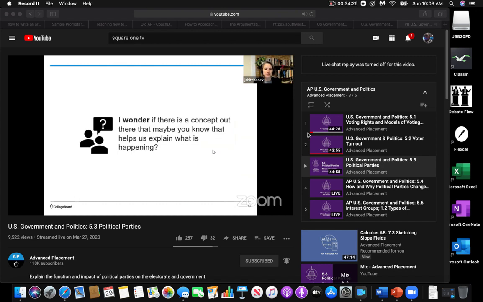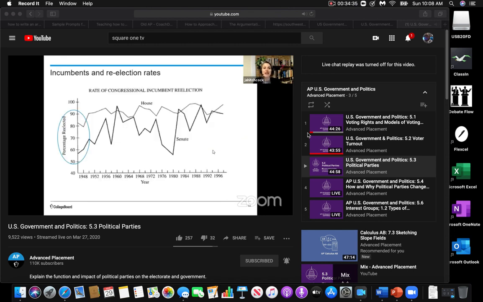All right. So if I've done my thinking and my seeing, I wonder if there's a concept out there that might help us understand what is happening. And guess what? There is. Of course there is. Here it is. It's incumbent re-election rates. Holy cow. I want to run for House because if I run for the House, I will never be defeated. That's what this tells me. Do you see it? Never going to lose my job. I could sleep on my desk and I won't lose my job. Just kidding. I'm totally throwing them under the bus right now.